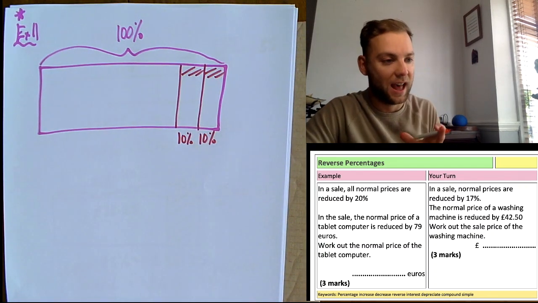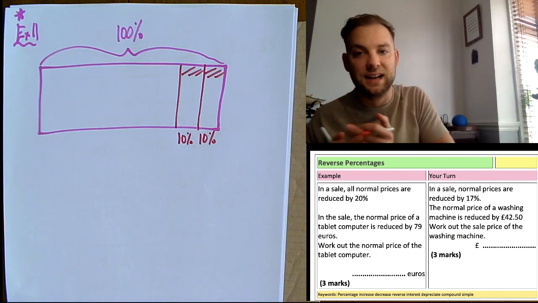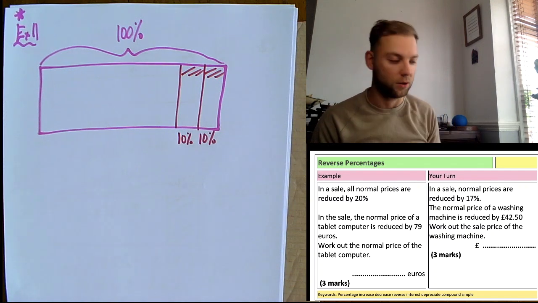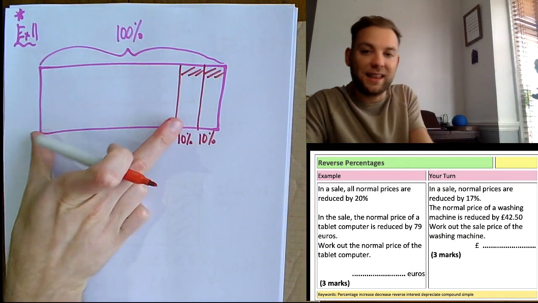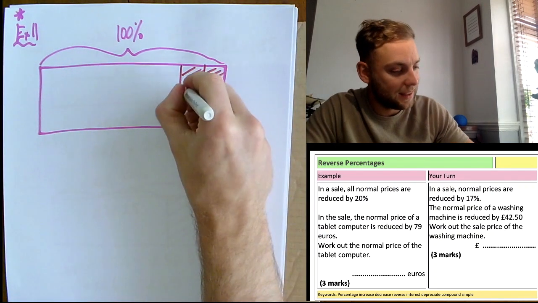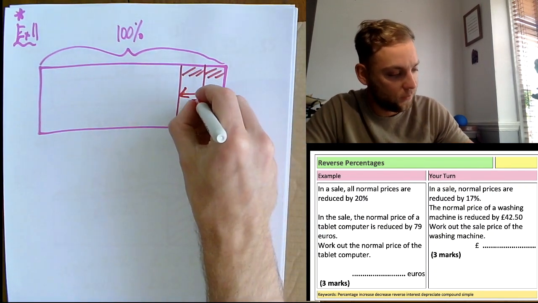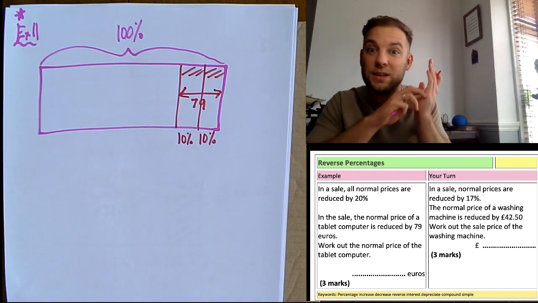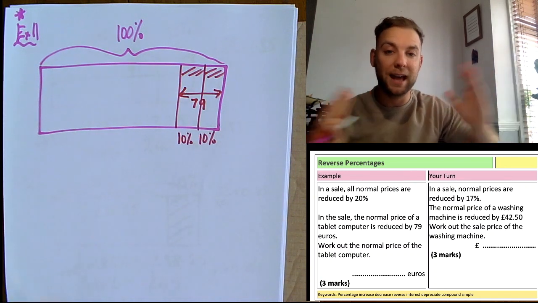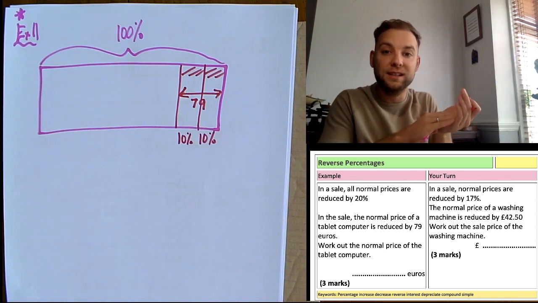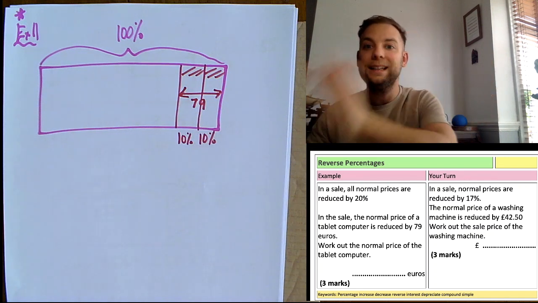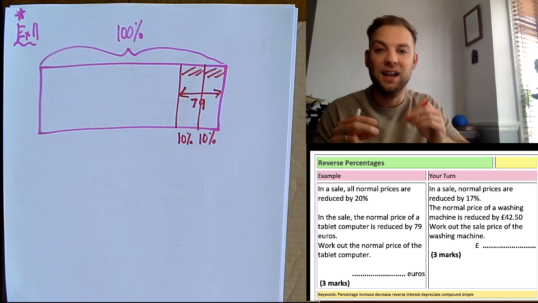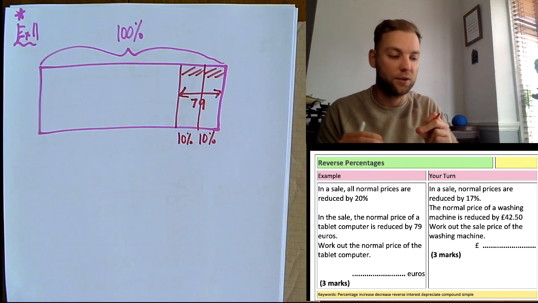Now, it doesn't say the computer's now worth €79. It says it was reduced by €79. So what it's saying here is it's not saying that this part here is €79. It's saying that the reduction is worth €79. Okay, so this part is worth €79, and that's why this is tricky. And remember, you've got to be able to differentiate between these. Do you understand the difference between it saying that the price is now €79 or it's been reduced by €79? They're very different things, and those subtle differences make this very difficult to spot.